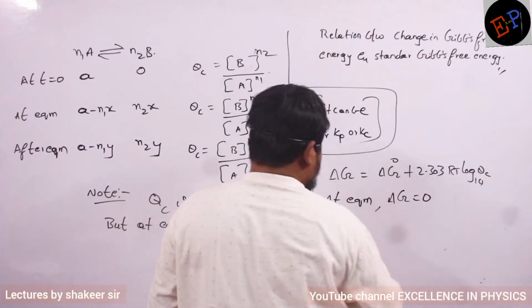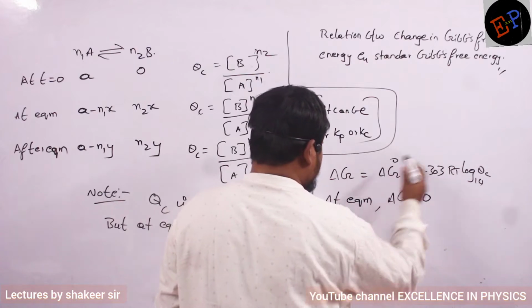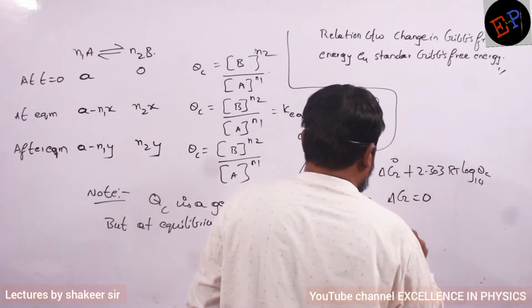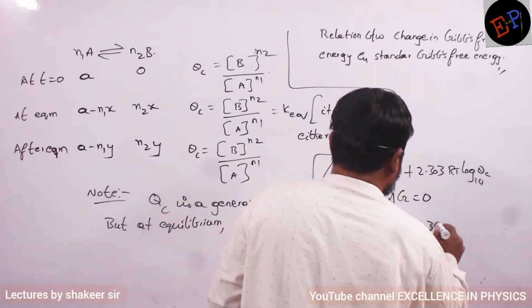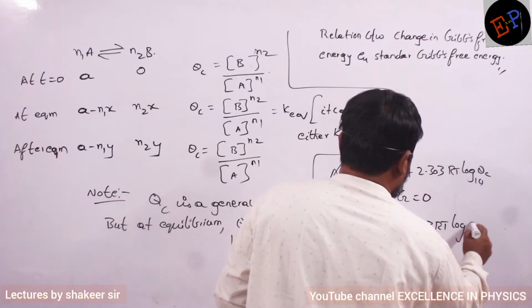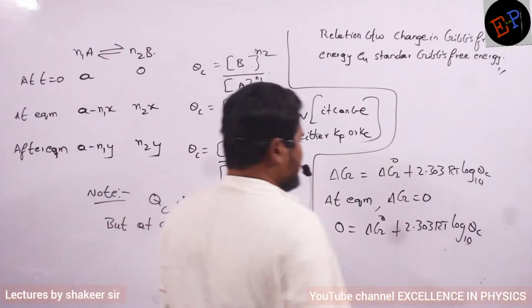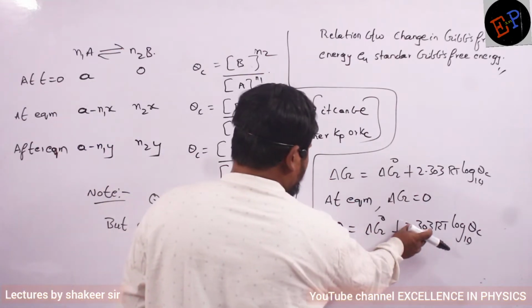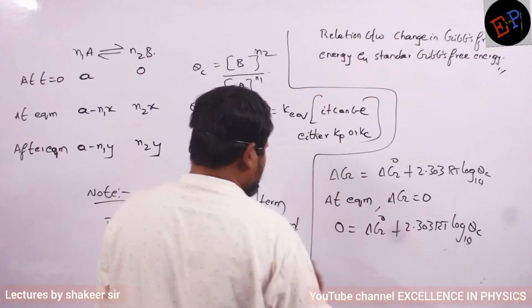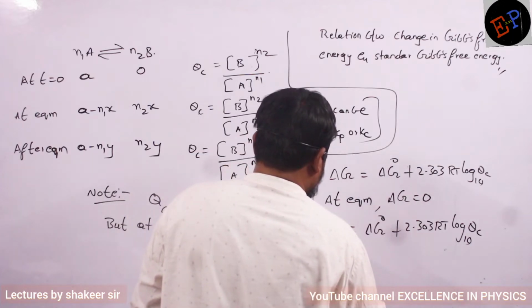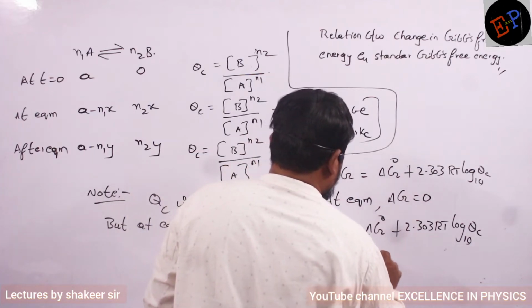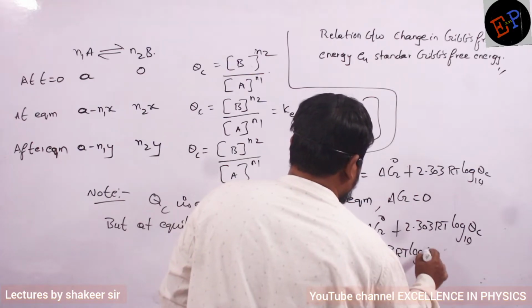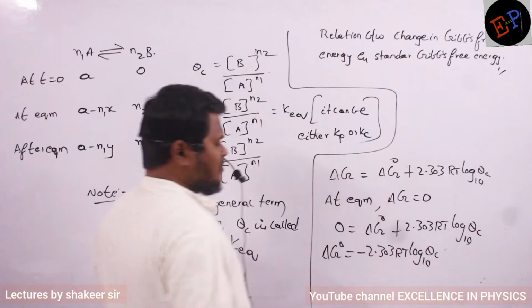Okay? So if this value is 0, then what happens to the remaining value? I can write 0 is equal to standard Gibbs free energy plus 2.303 RT log QC to the base 10. This is how I can write now. Are you able to understand? Now take this 2.303 RT log QC to the other side, then I can write delta G standard is equal to minus 2.303 RT log QC to the base of 10. I can write like this.